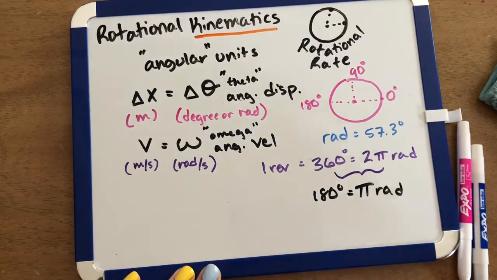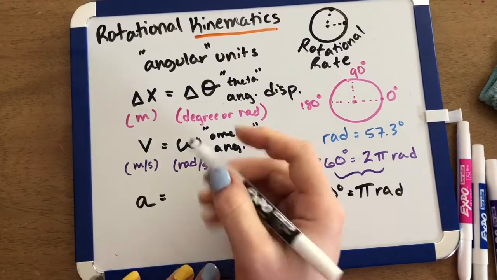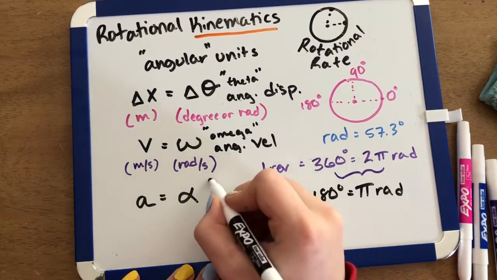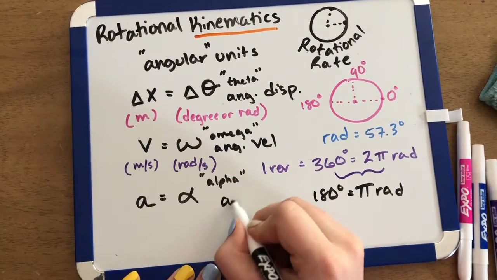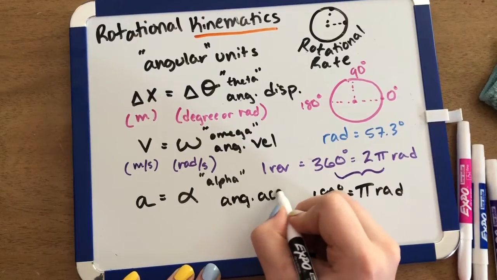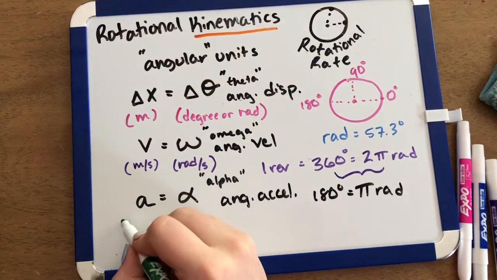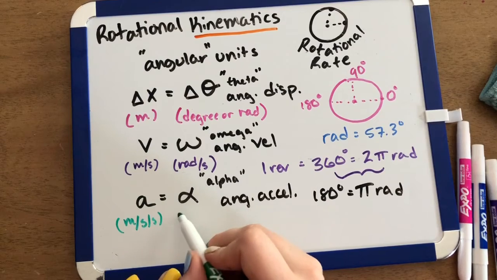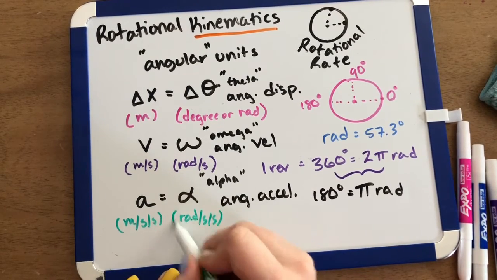Very similar. And then we have acceleration. Instead of acceleration, we are going to be using alpha, which is angular acceleration. And if you can guess it, because acceleration is meters per second squared, we're going to use radians per second squared.